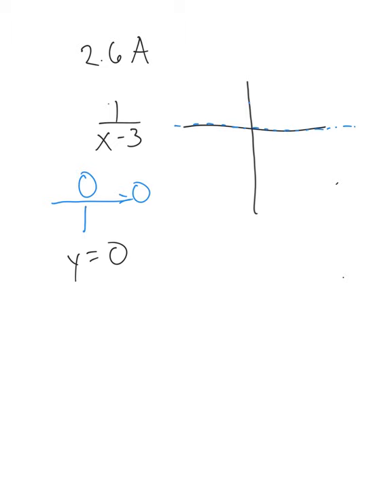Our vertical asymptotes are whenever the denominator equals 0. So if we have x minus 3, we set that equal to 0, and x equals 3. So that is our vertical asymptote. At 3 here, there's going to be a dotted line.